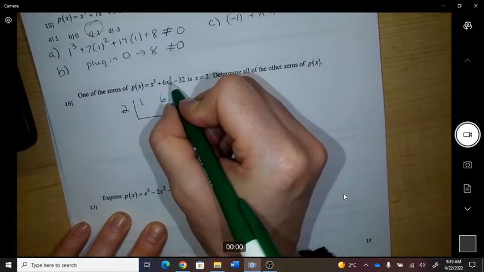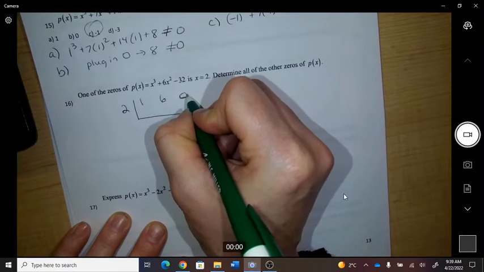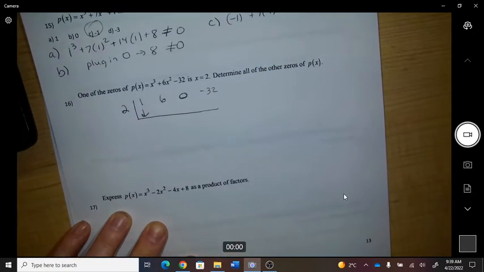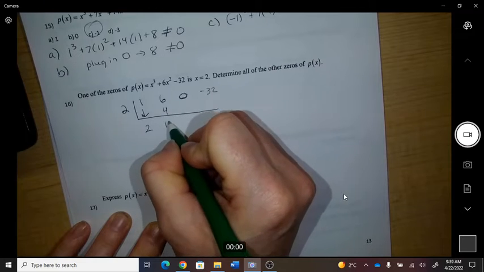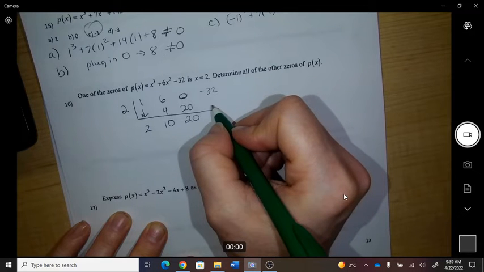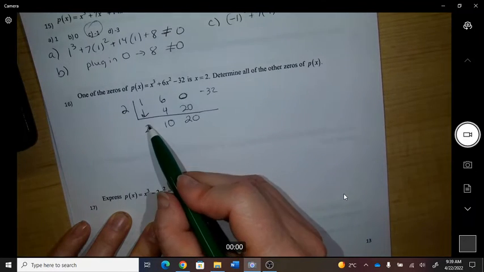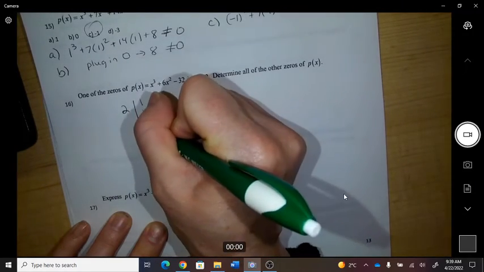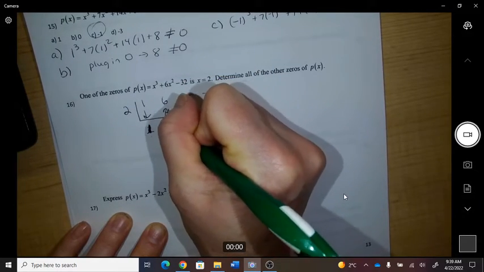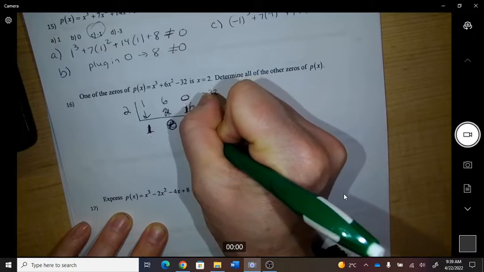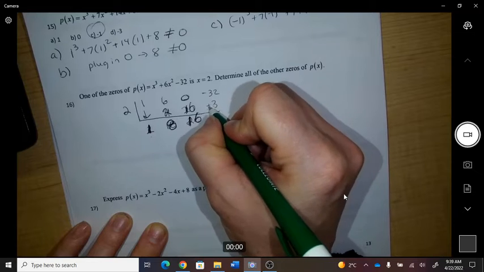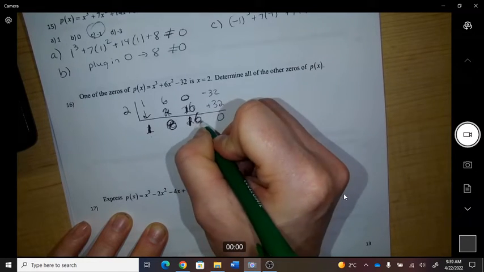1, 6, negative, oh, I need a 0 there for x. Cubed, squared, no x's, and negative 32. Bring that down. 2, multiply 4, add 10, multiply, add. Nope, something's wrong here. Sorry, why did I pull down the 2 here? There we go, fixed it. That multiplies to 2, which makes 8. There we go, which makes 16, which adds to 16, multiplies to positive 32, which adds to 0. Because I did know that's supposed to come out to be 0 there.